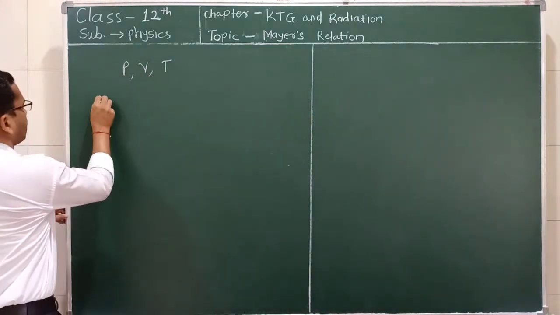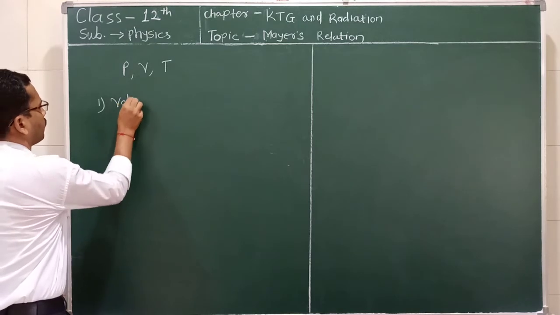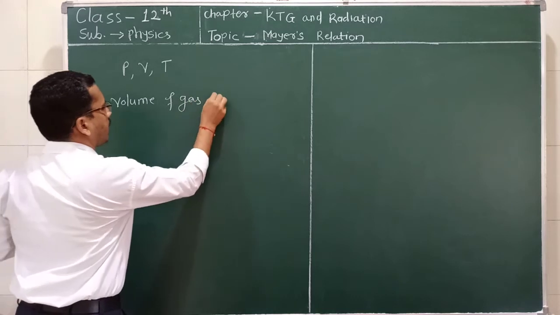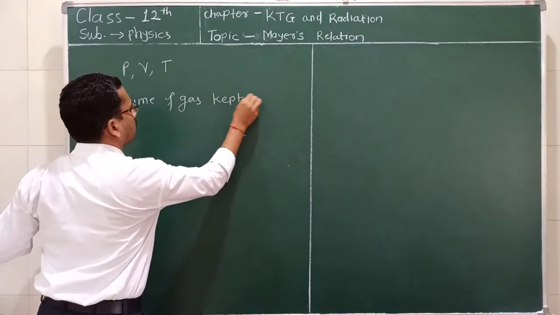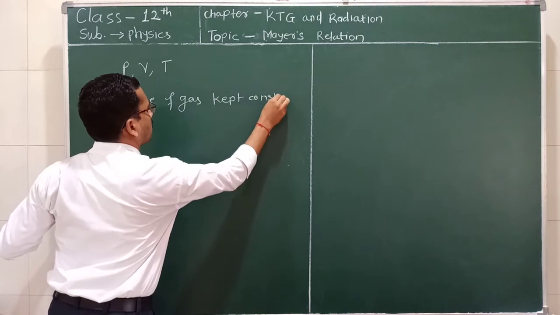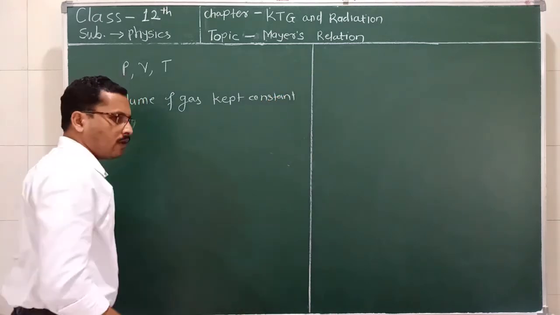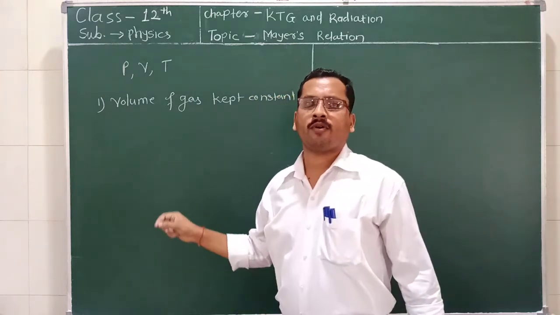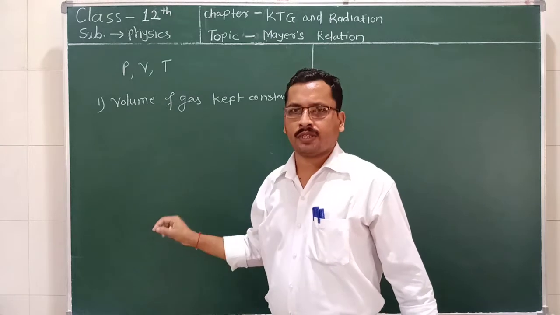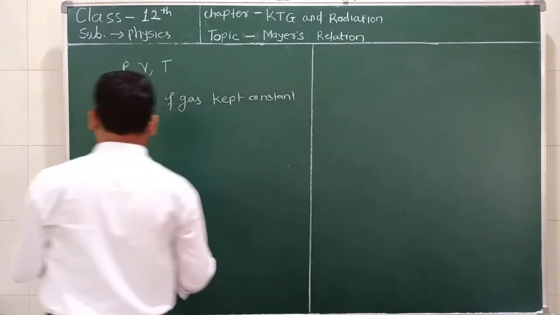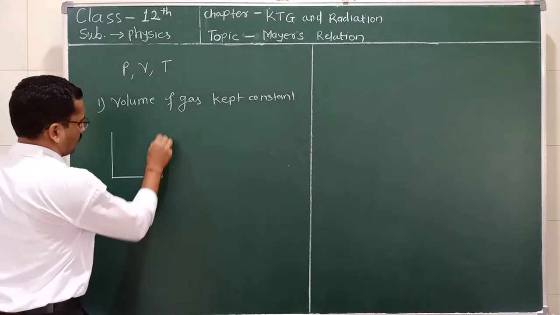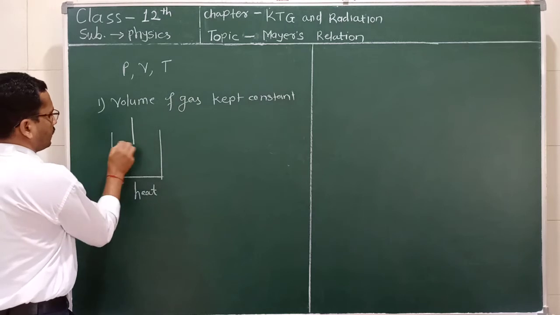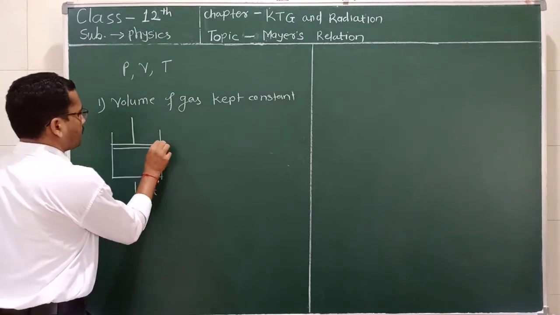The first condition is that the volume of the gas is kept constant. Now, how can we keep this volume constant? The volume can be kept constant by fixing the piston. So, suppose heat is supplied to a container. This is a piston, and this piston is fixed.